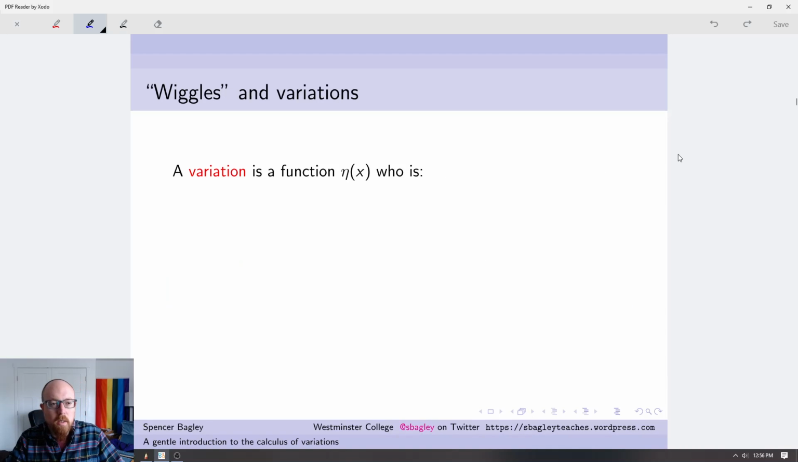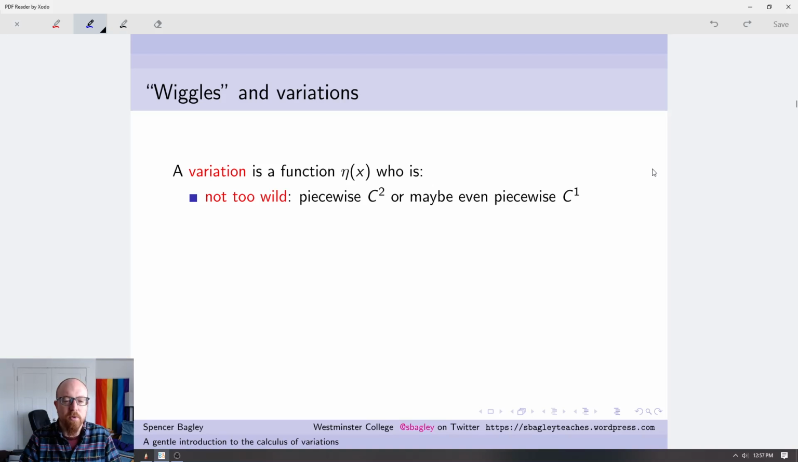Okay. We're going to need a little more technical tools here, and the tools that we're going to need, I like to call them wiggles and variations. This is where the calculus of variations comes from. Okay, what is a variation? A variation is a function that I'm going to denote as eta of x, and it has a couple of interesting properties. First of all, it's not too wild. Maybe I want it to be piecewise C2. And then I also want it to be 0 at the endpoints, and I'll tell you why in a second. Those are the endpoints of the definite integral, the region of integration that we're interested in.